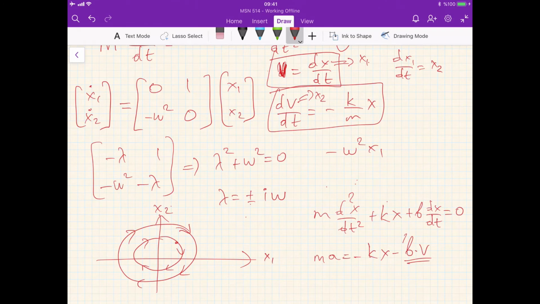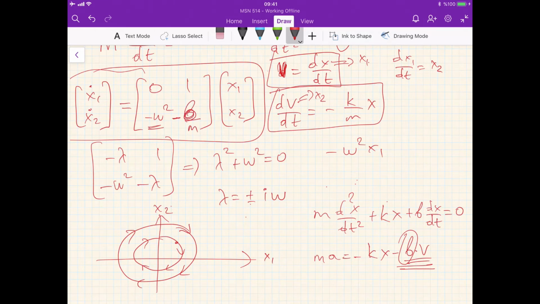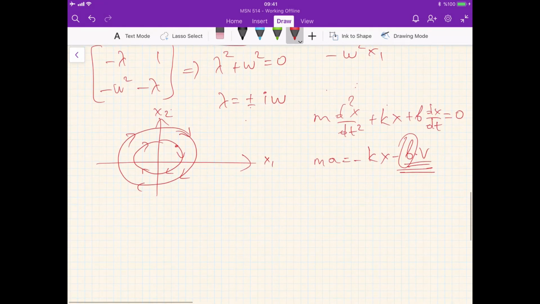Where does this b go in this equation? You can see that you have an extra term. Before we had minus w squared times x1. Now we have also minus b times x2. Do you agree? Yeah, b over m. Minus b over m. So there is something here. Let's solve this.